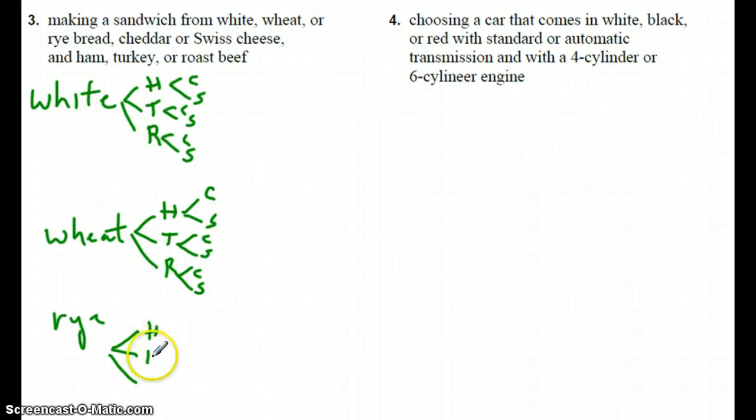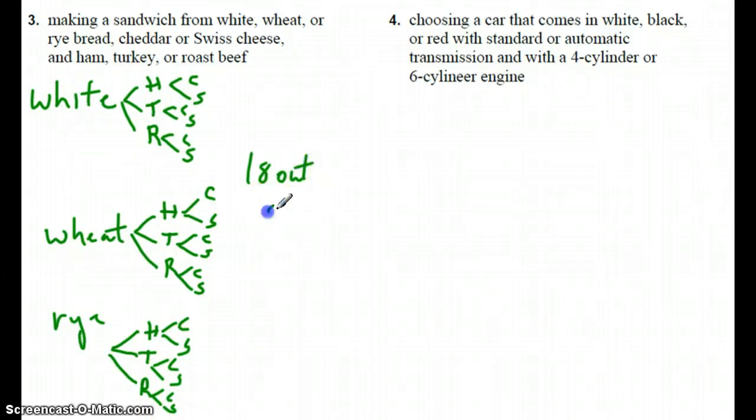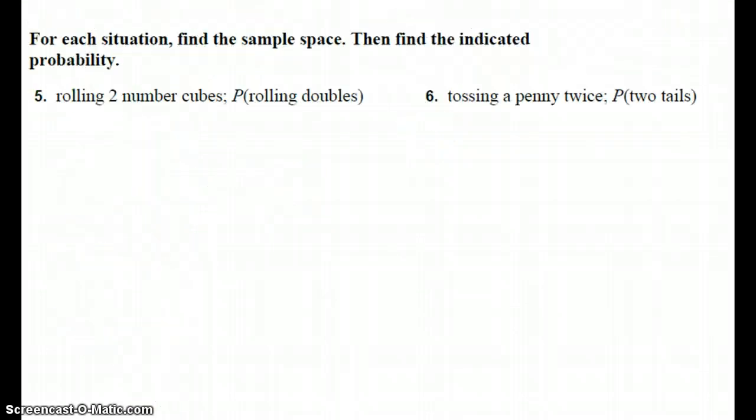And we're dividing up for ham and turkey and roast beef. And then the cheese selections are cheddar or Swiss, cheddar, Swiss, cheddar, Swiss. And so now, if we count up all the outcomes for all of these, 1, 2, 3, 4, 5, 6, 7, 8, 9, 10, 11, 12, 13, 14, 15, 16, 17, 18, we have 18 outcomes. I'm going to let you tackle number 4 on your own, and you'll be able to check the answer key in the classroom. Let's go on to the next set.